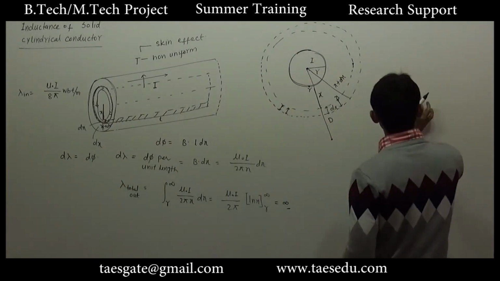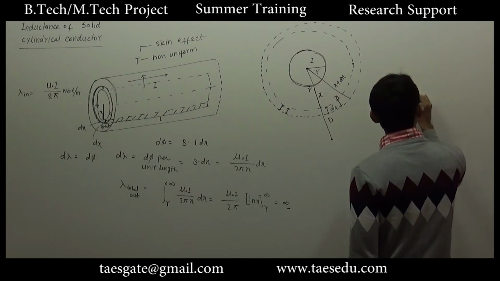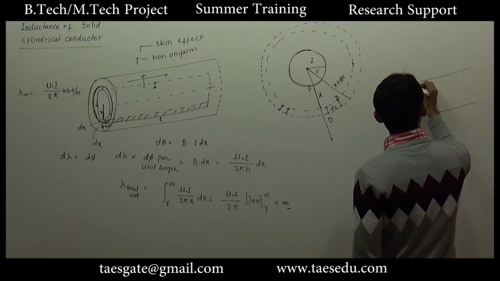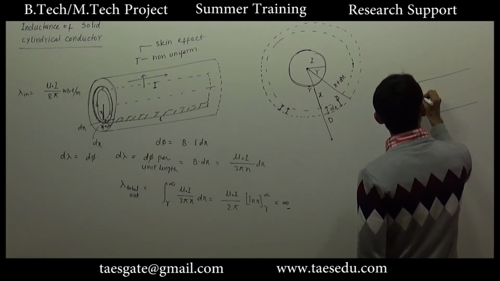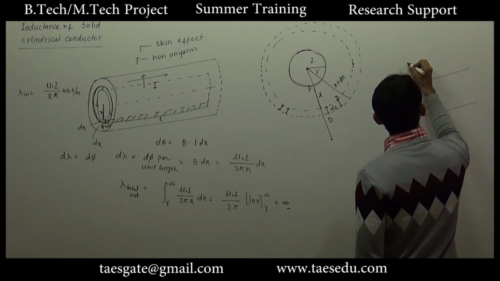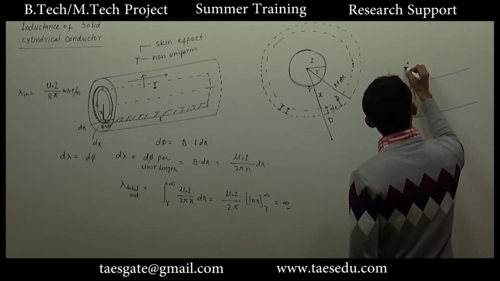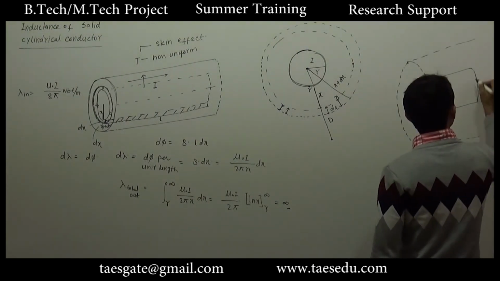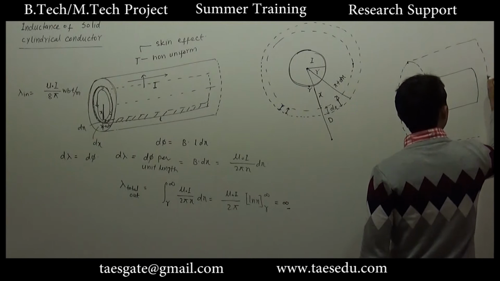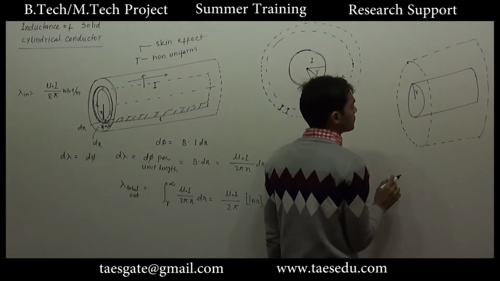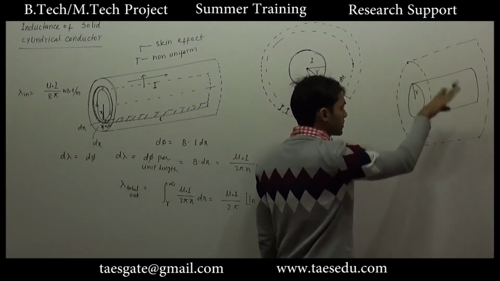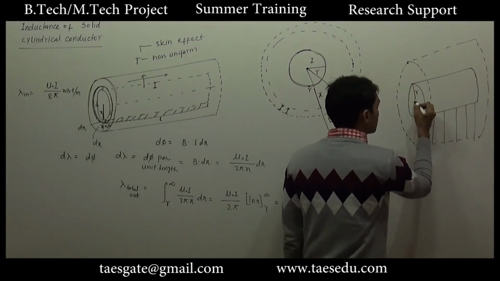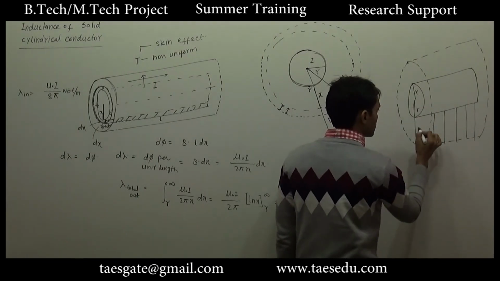Okay, in the side view let me represent it like this. Let's say this is the current carrying conductor, this is radius r, and let's say this is distance d. So I'm making a cross section. This is the conductor and this is outside the conductor. Imagine the cross section. Up to here the distance is r and this distance is d.